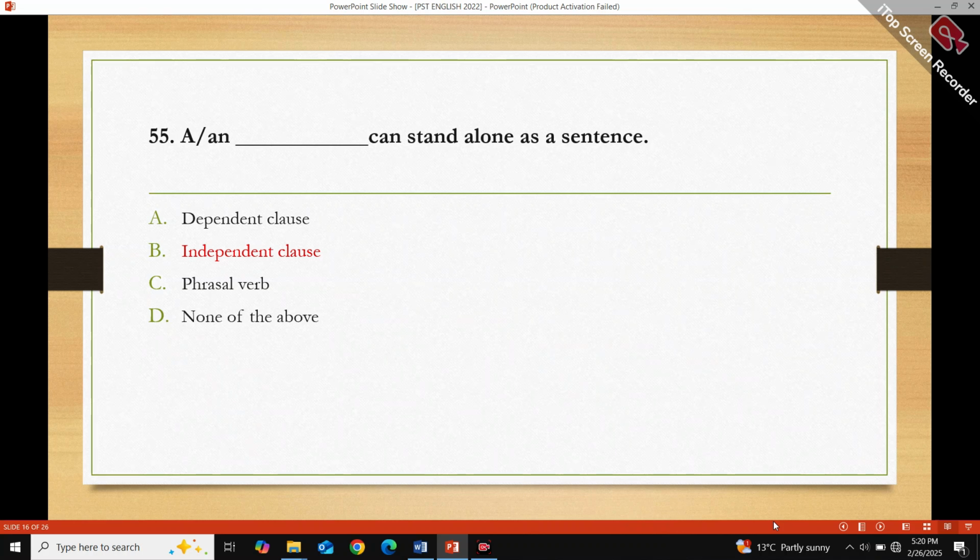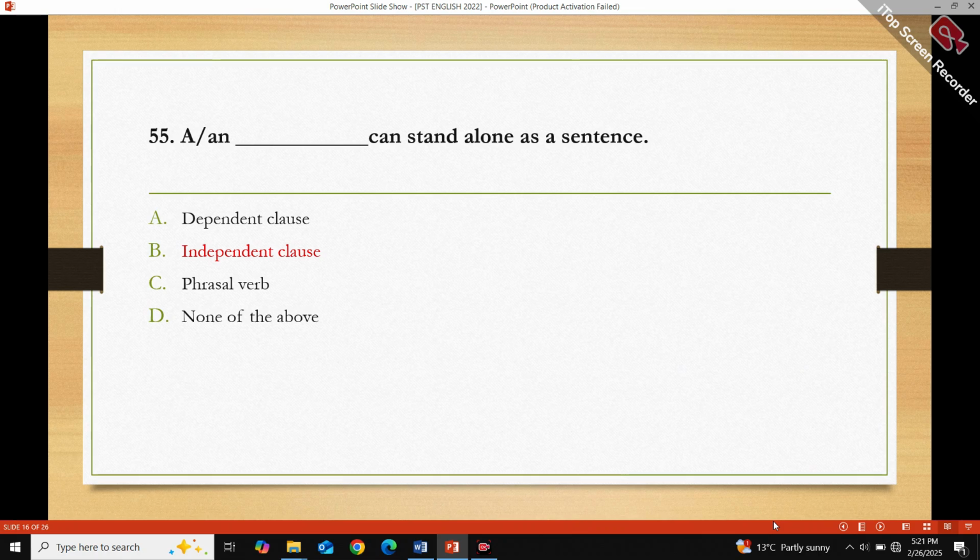So here, which one can stand alone as a sentence. Option A is a dependent clause. As we know, a dependent clause also has a subject and a verb, but it doesn't express a complete thought. And an independent clause expresses a complete thought and can stand alone as a sentence. Here option B is the correct one. And option C, phrasal verb, is a part of speech, not a sentence structure. It is a verb that is combined with an adverb or preposition.